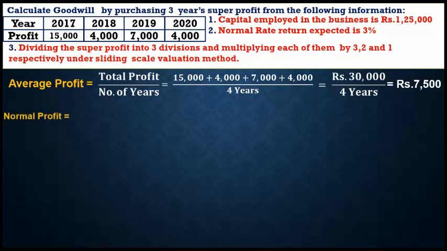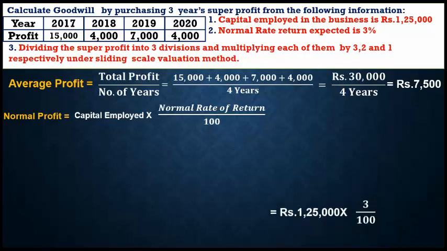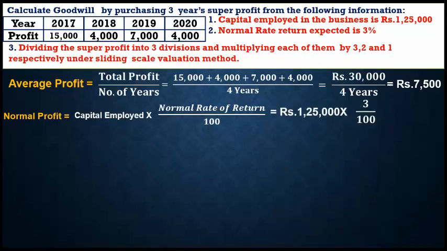Normal profit is equal to capital employed into normal rate of return divided by 100, is equal to 1,25,000 into 3 divided by 100. 1,25,000 is the capital employed in the business, given in the problem. Next one, the normal rate of return expected, which is given in the problem as 3%. 3% means 3 divided by 100.